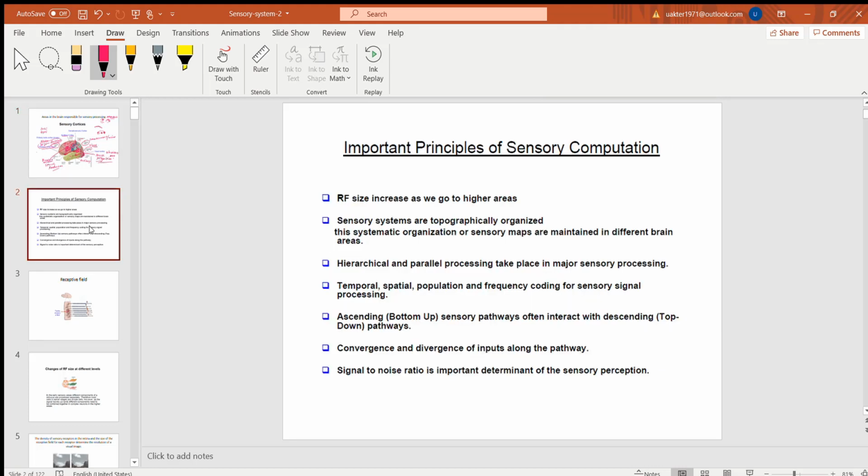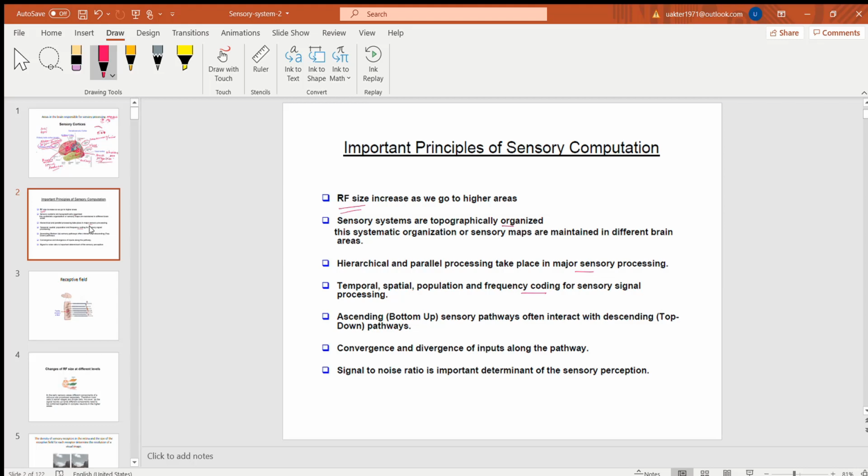Important principles of sensory computation. So these are some important principles. One is the size of the receptive field. It is important. Then sensory systems are topographically organized, so you will see a nice, systematic map present in the sensory areas in the brain. Hierarchical and parallel processing take place along the pathway. We'll talk about this. Temporal, spatial, population and frequency codings take place along the pathway in different areas. Ascending, that is bottom up, and descending, top down, processes interact during the transmission of the sensory signals. And convergence and divergence take place along the sensory pathway.